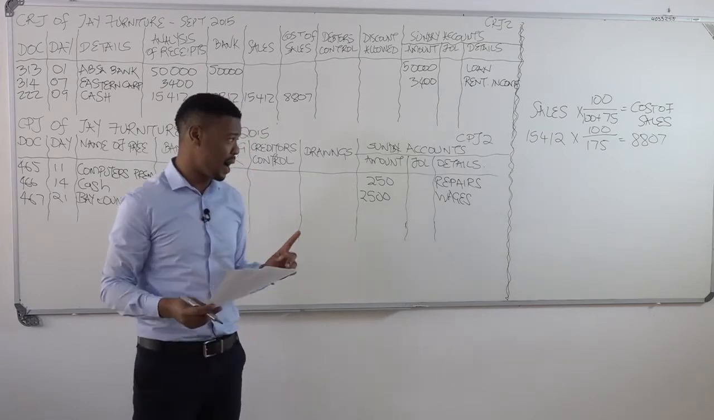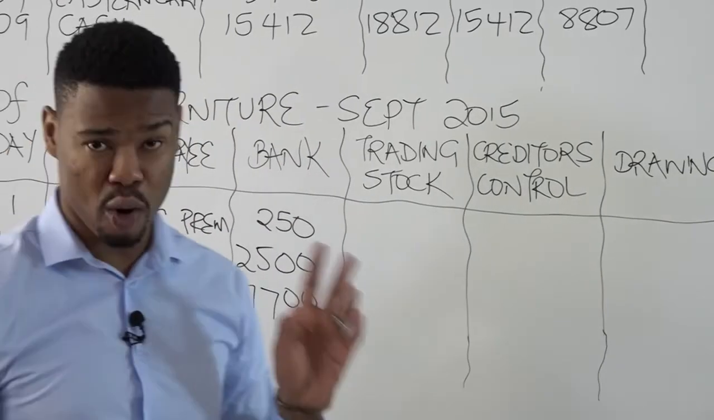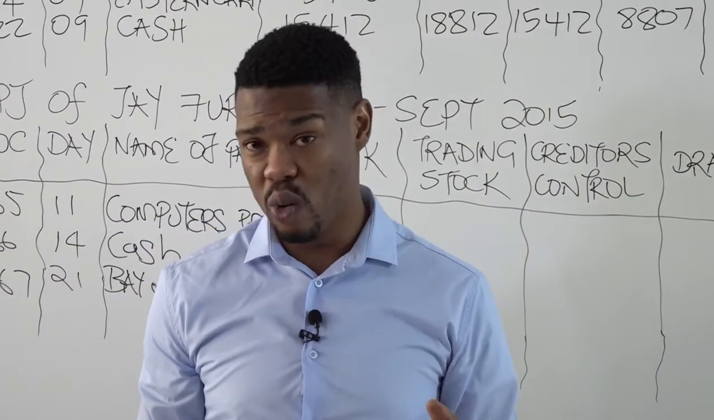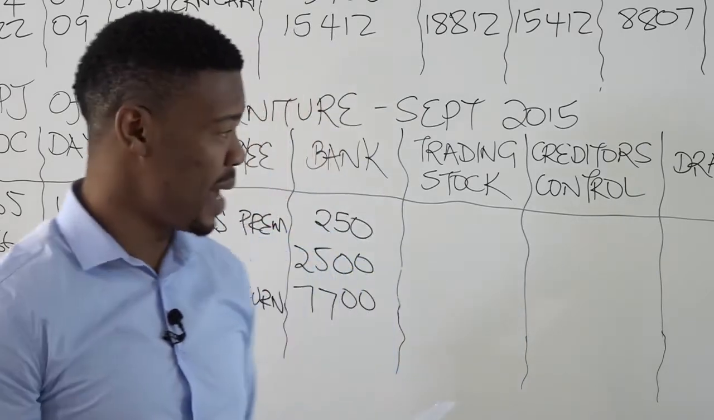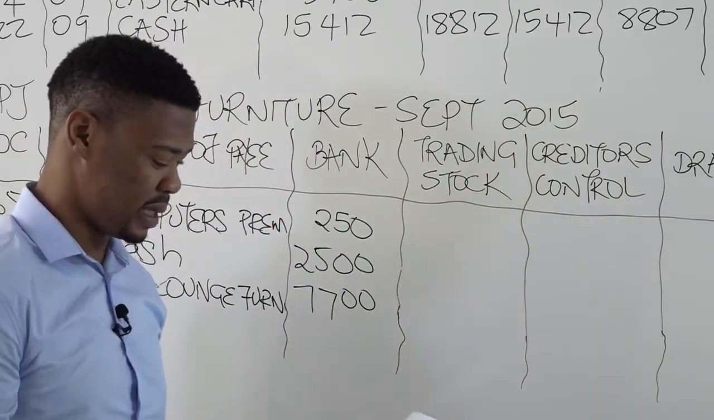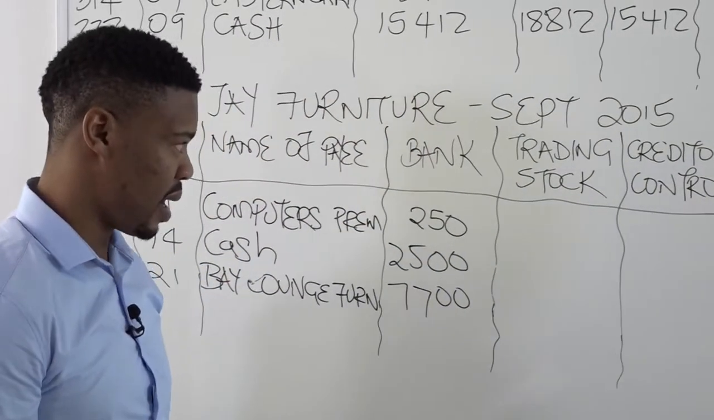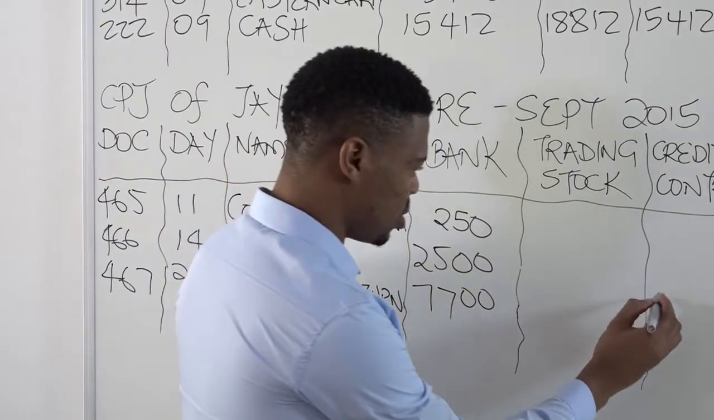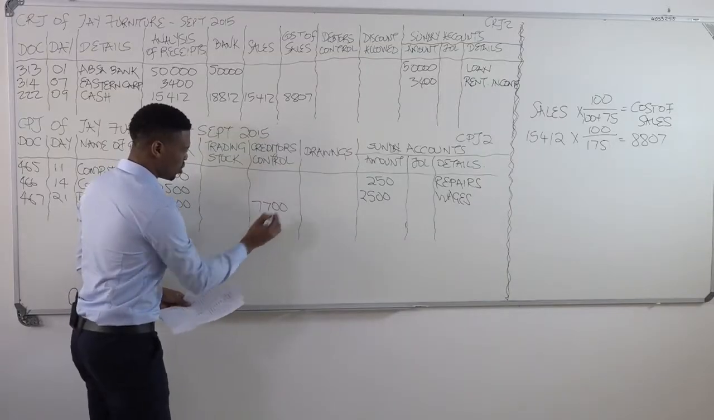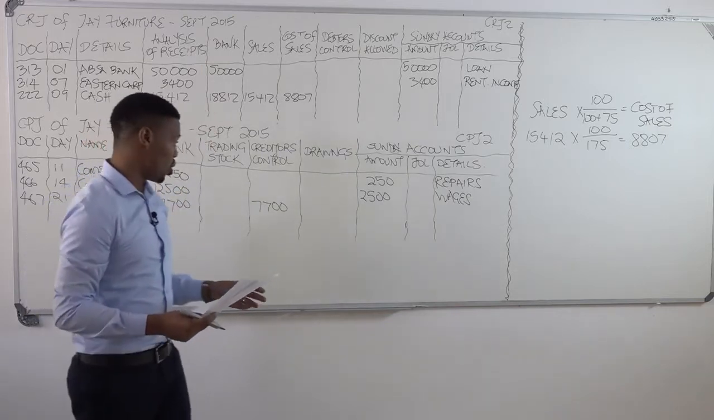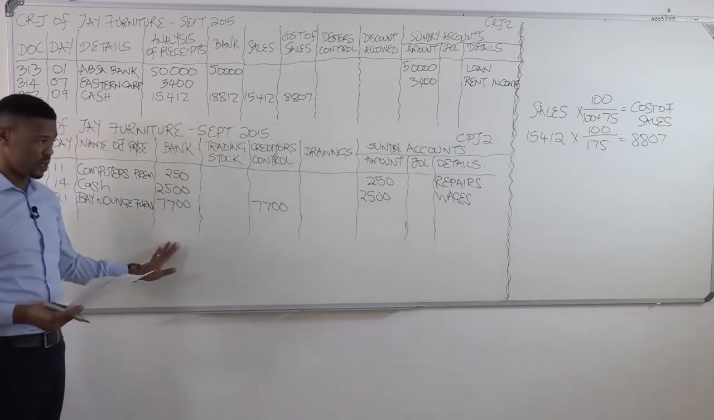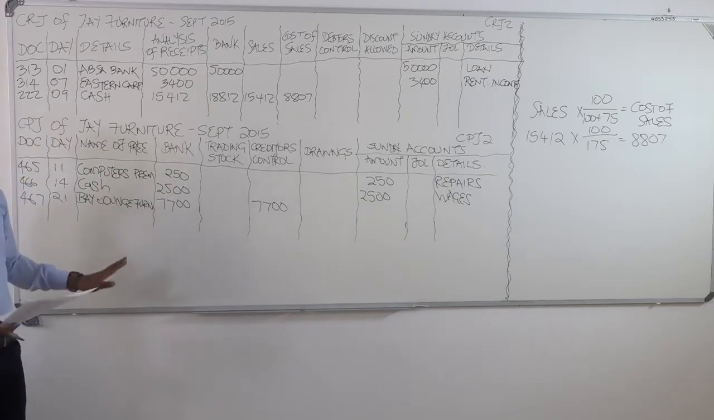Remember it is a check issued to Bay Lounge Furniture to pay our account. When we pay an account, it means that we had borrowed money or we had bought items on credit. So we are actually paying our creditors. The 7,700 can't go to trading stock. We'll take it to creditors control because we were paying an account. So those are a few examples of how to enter transactions into the CPJ.